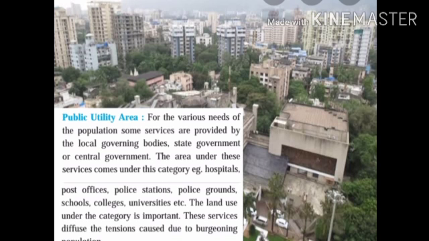Public utility area. For various needs of the population, some services are provided by the local governing bodies, that is state government and central government. The areas under these services come under categories such as hospitals, post office, police station, police grounds, schools, colleges, universities, etc. The land use under this category is important. These services reduce the tension caused due to increasing population.